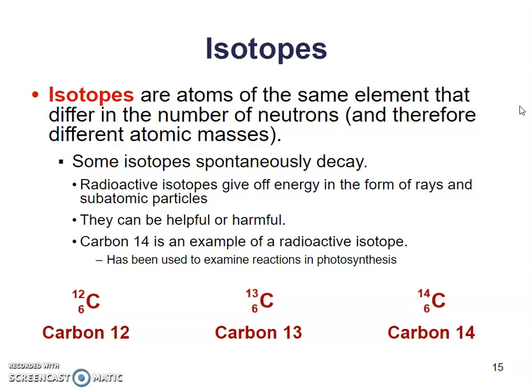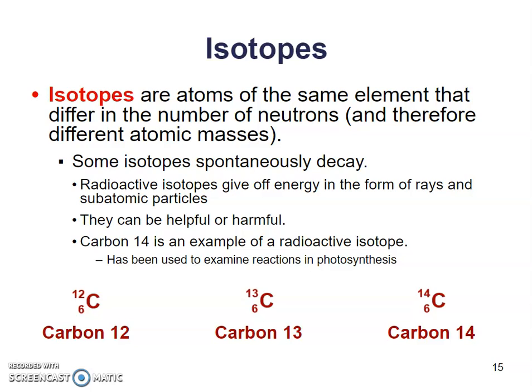Before we do, isotopes. Isotopes are atoms of the same element that have a different number of neutrons, so their atomic mass is different. Some isotopes spontaneously decay. Okay, this means that they give off a portion of their nucleus. Radioactive isotopes give off energy in the form of rays and subatomic particles. They can be helpful or harmful.